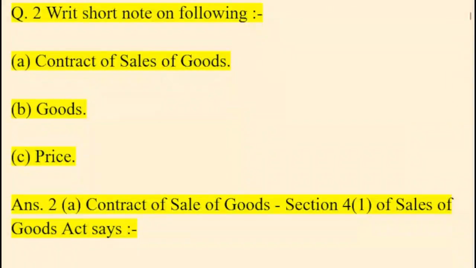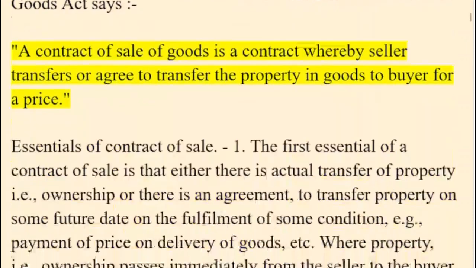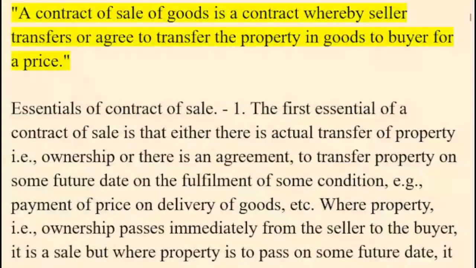Q. 2. Write short notes on the following. A. Contract of sale of goods. B. Goods. C. Price. Ans. 2. A. Contract of sale of goods. Section 4(1) of the Sale of Goods Act says, a contract of sale of goods is a contract whereby the seller transfers or agrees to transfer the property in goods to the buyer for a price.